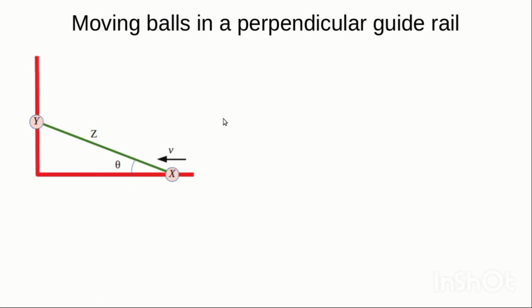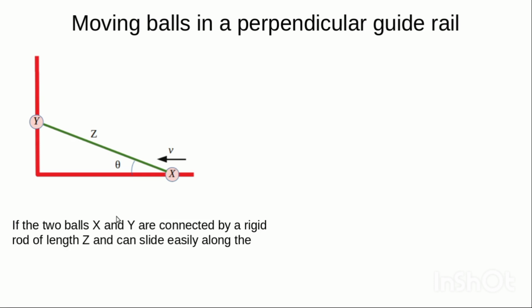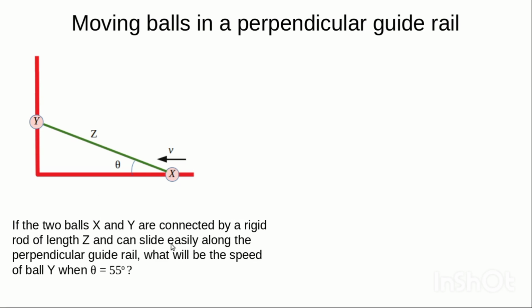In this video, we are going to be taking a look at moving balls in a perpendicular glide rail. And the problem we want to solve has a diagram of this form, right? And the question that arises from this diagram is: if the two balls X and Y are connected by a rigid rod of length Z and can slide easily along a perpendicular glide rail, this is a perpendicular glide rail, what will be the speed of the ball y when theta equals 55 degrees?